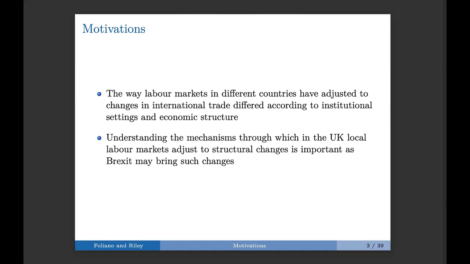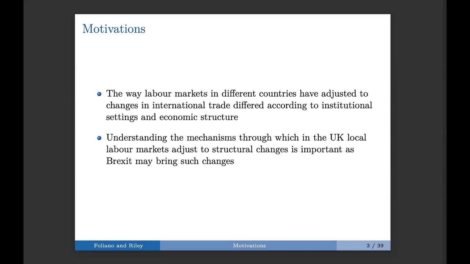Okay, so motivations. Why do we care about these? There are lots of papers already in the economics literature that look at the effect of trade exposure, increase in import competition from China in particular, on local labor markets. There are some papers that look at different outcomes in the US, papers that look at different countries in the EU. So why do we care about another paper?